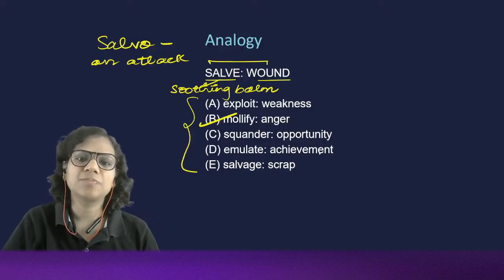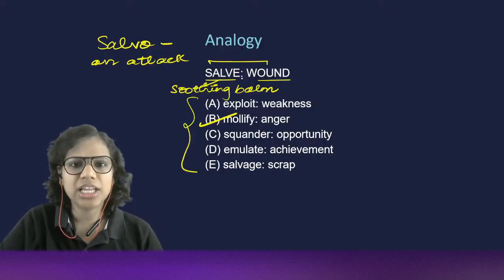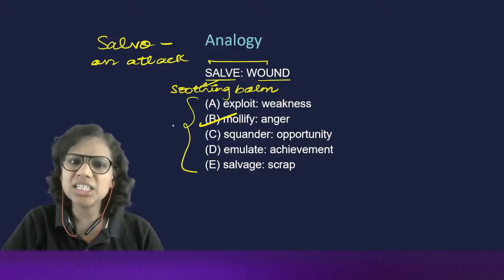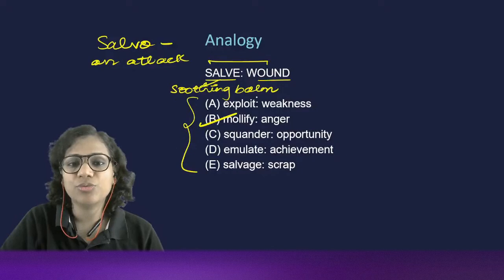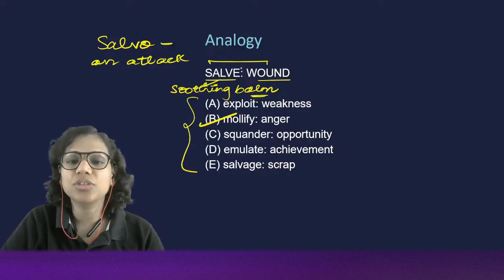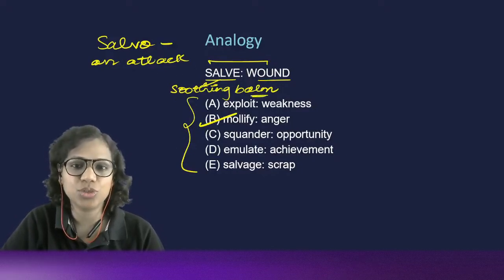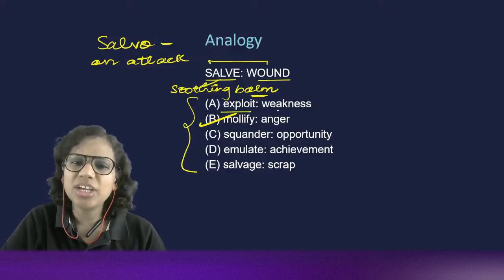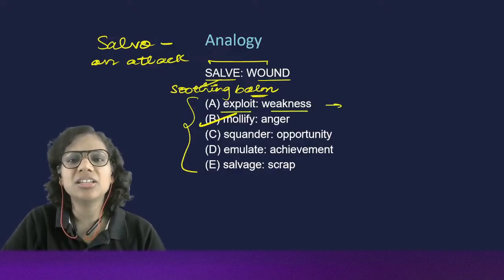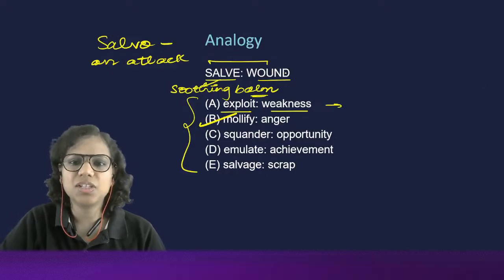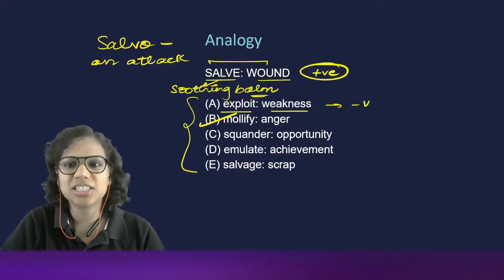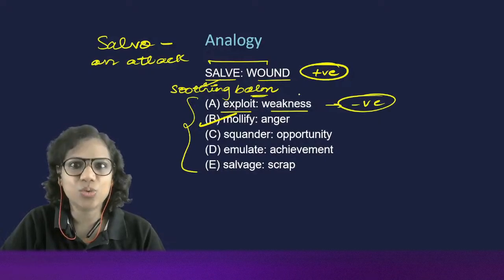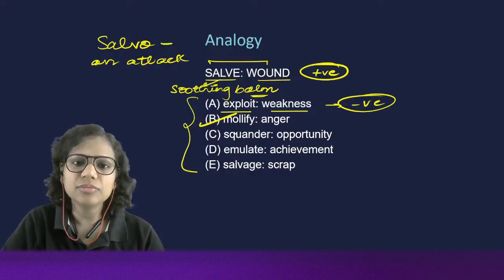Mollify is to anger. I think once you realize the meaning of salve, then it is easy to eliminate. See, we are putting a balm. We are soothing someone's wound. We are trying to heal someone's wound, right? Exploit is to weakness is rather a negative idea. This is a positive idea, isn't it? Healing someone's wound, exploiting someone's weakness. So I don't think it is that close. Let's see if we have better relationships. That's how you should approach this.